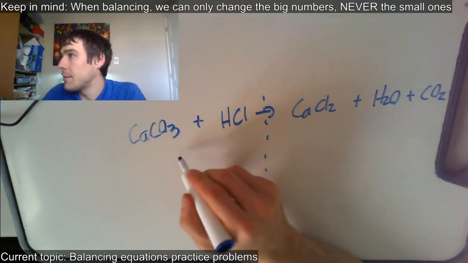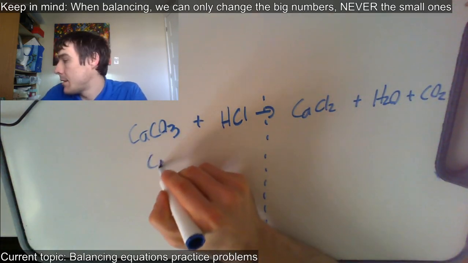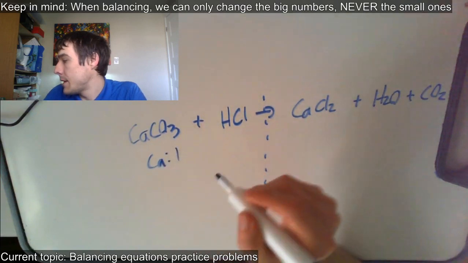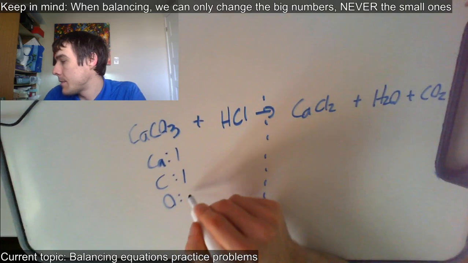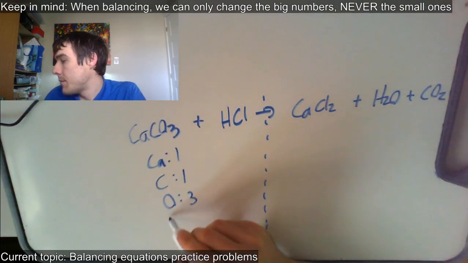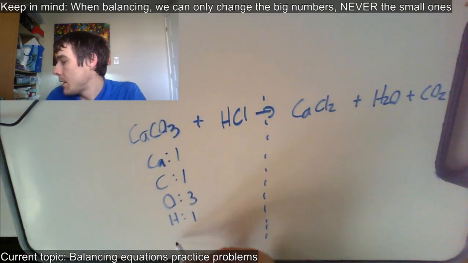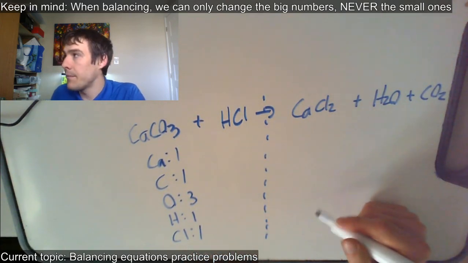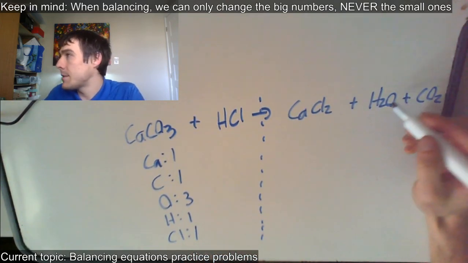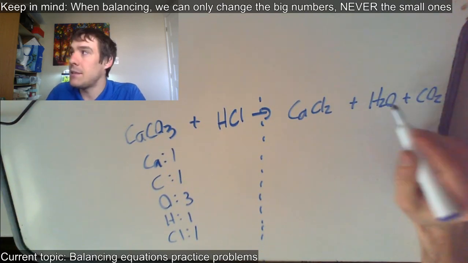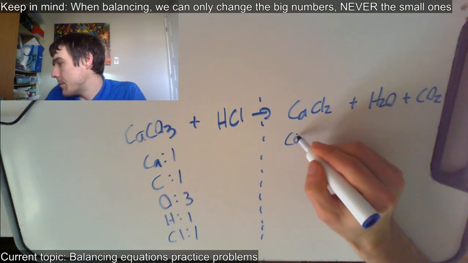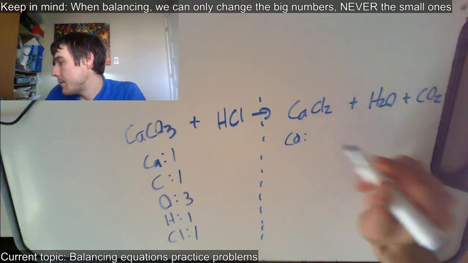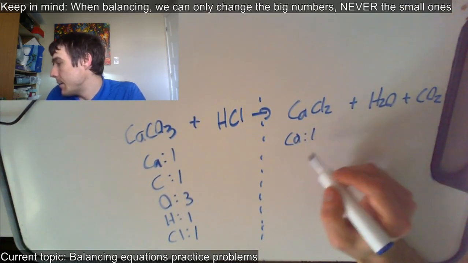So we'll do the same thing. We'll run the same scheme here. We've got one calcium, we've got carbon, we've got one of those, and oxygen, we have three of those. We have one hydrogen, and we have one chlorine. One hydrogen, one chlorine. Now on this side, it's going to be interesting because that oxygen splits into H2O and CO2. But that just means we have to be more careful when we are keeping track of our elements.